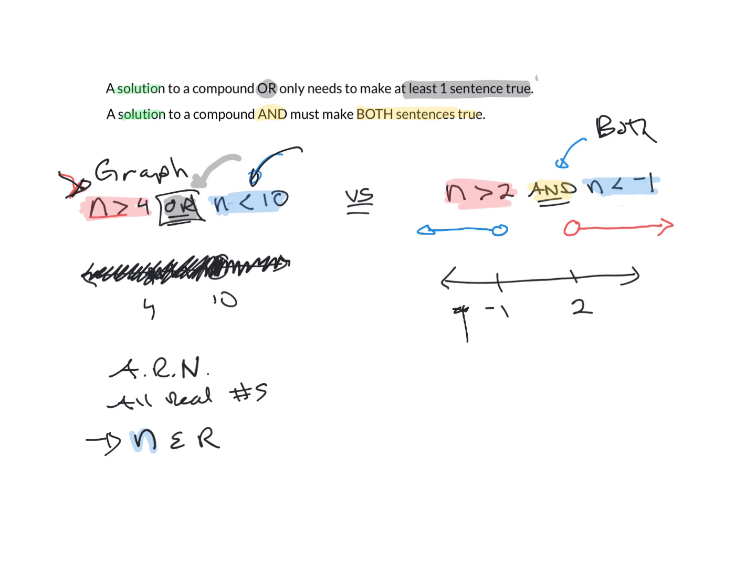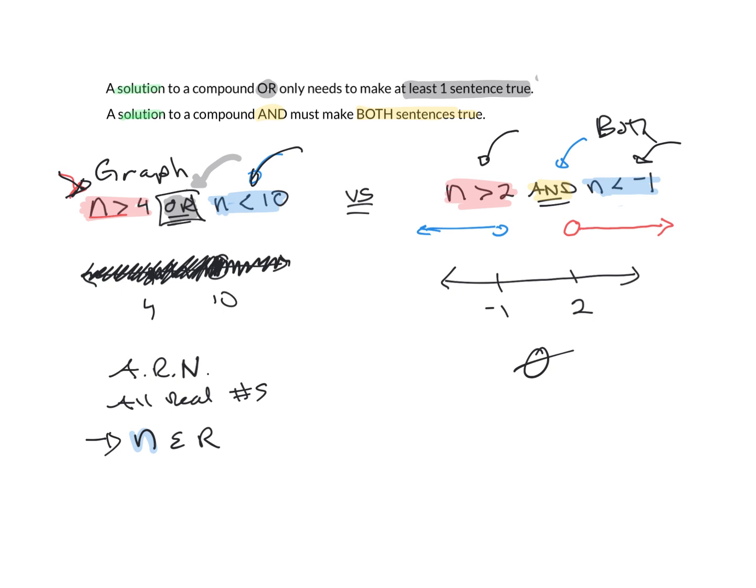And notice that this interval only has one color. This interval has no colors. And this interval only has one color. And we're looking for both. So there is no overlap. There are no intervals that have both colors. In other words, think about it. Can you give me a number that is bigger than 2 and at the same time smaller than -1? There's no way that you can do that. So this one, your final answer has to be no solution.